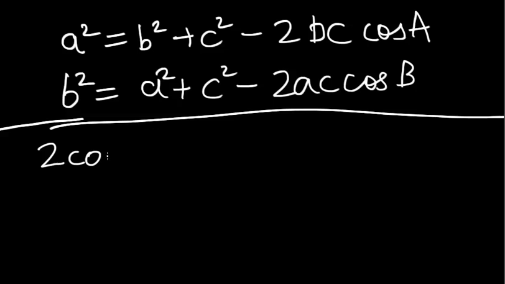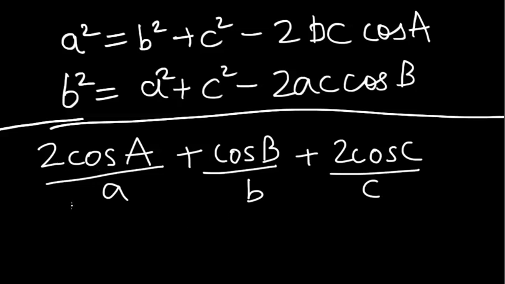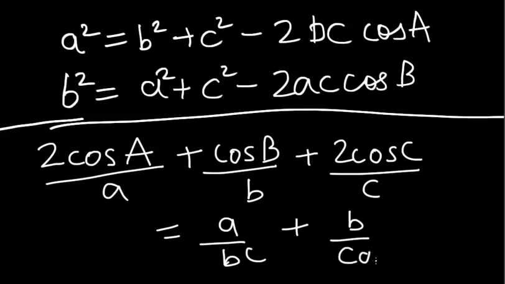Okay, so the problem is we are given the following equation: 2 cosine A divided by a, plus cosine of B divided by b, plus 2 cosine of C divided by c. This whole left hand side is equal to a upon bc plus b upon ca. So we are given this equation, and we need to calculate the value of A. In other words, what is the angle A?